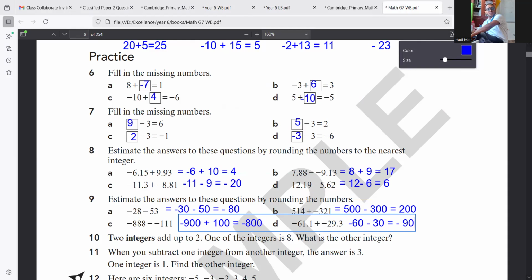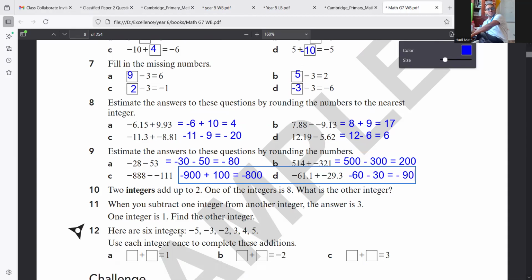Question number 10. They say two integers add up to 2. One of the integers is 8. What is the other integer? We need to know 8 plus which number gives us 2. The 8 is decreased, which means the other number should be a negative number. So the other number should be negative 6, because 8 and negative 6 give you positive 2.